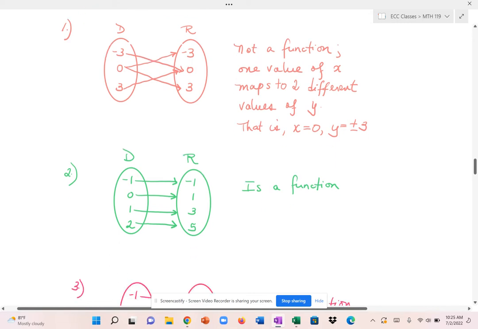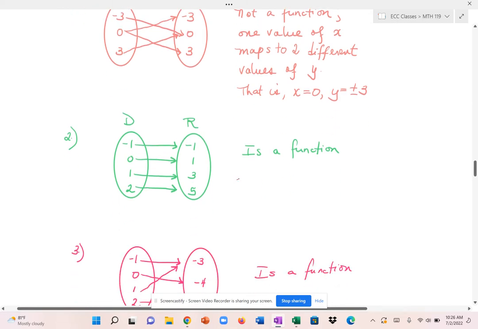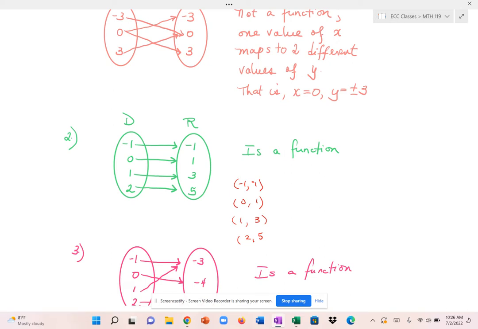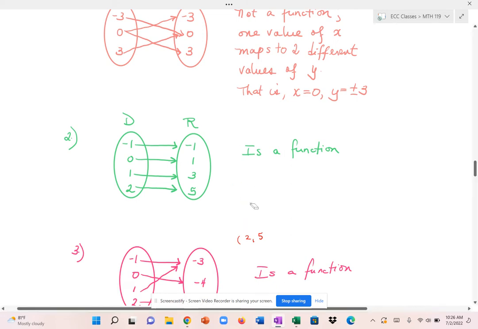But this next one is definitely a function. This one's very clear. When x is -1, y is -1. When x is 0, y is 1. When x is 1, y is 3. And when x is 2, y is 5. So for every value of x, there is only one value for y. So this satisfies the definition of a function. And so we would consider my set here, the domain, to be the set of the numbers in the first bubble, and my range would be the set of numbers in the second bubble.